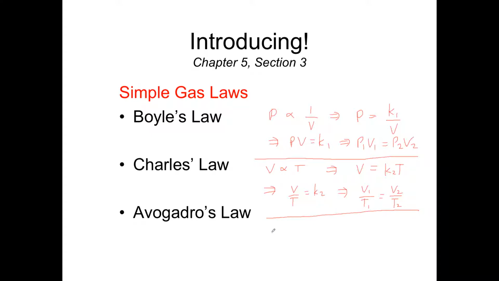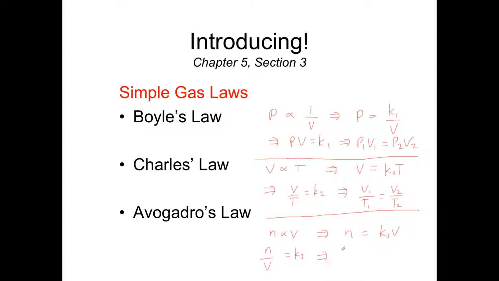And Avogadro's Law says that the number of moles is directly related to volume. So, if that's true, we could say that the moles is equal to some constant, let's say K3 times volume. All right? And then let me do the same thing I did for these guys up here. That would give us the freedom to say that N over V is equal to some constant.